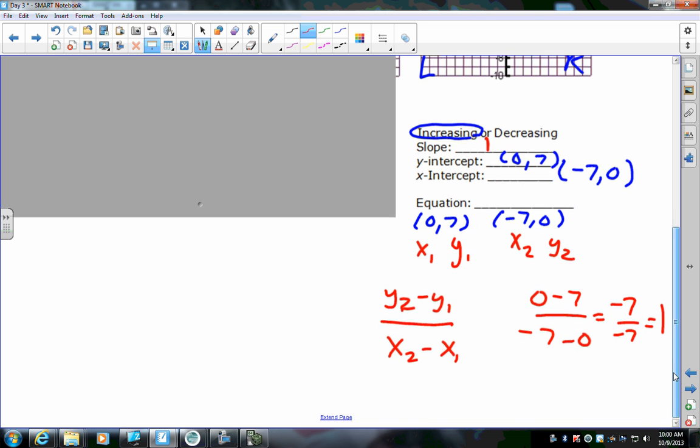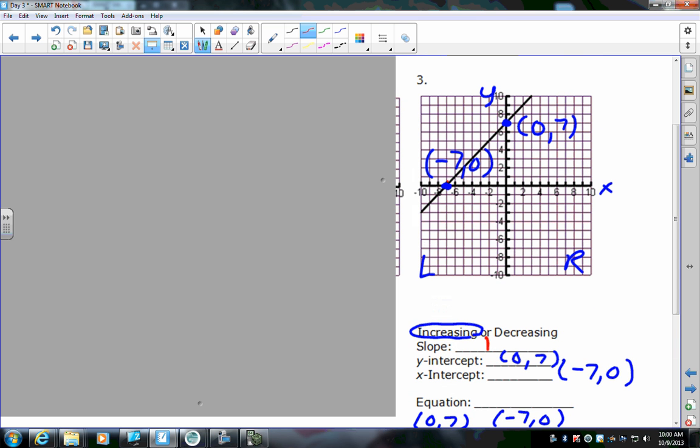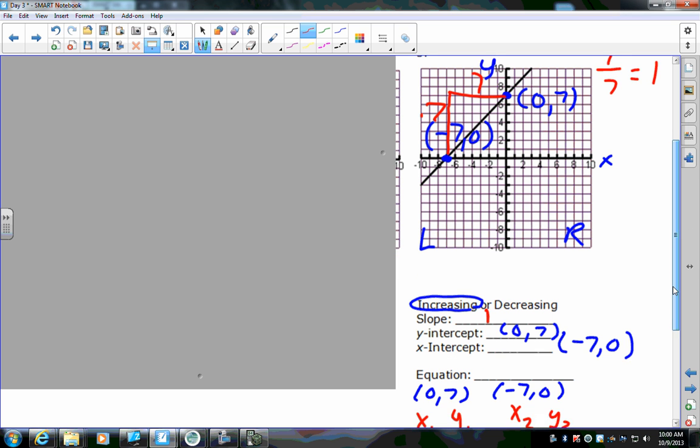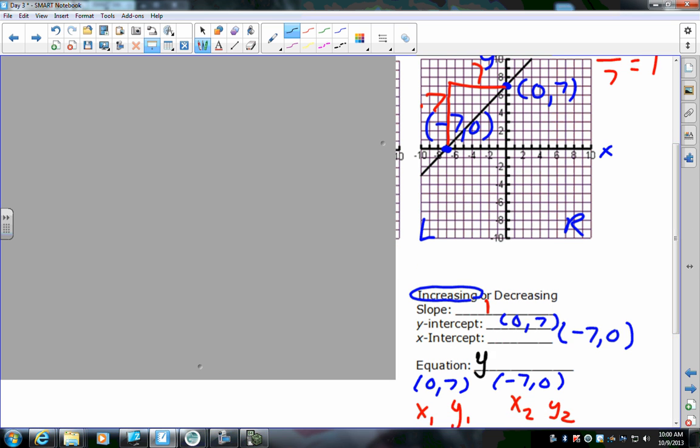This change, if I looked at it in the table, I would be going up 7 and to the right 7, where I have 7 divided by 7, which is 1. Now you can write the equation. Y equals 1x. Now, which one do I use? We should use the plus 7. Now, another way that you might see this written is just y equals x plus 7. Okay? They won't show the 1 on there.